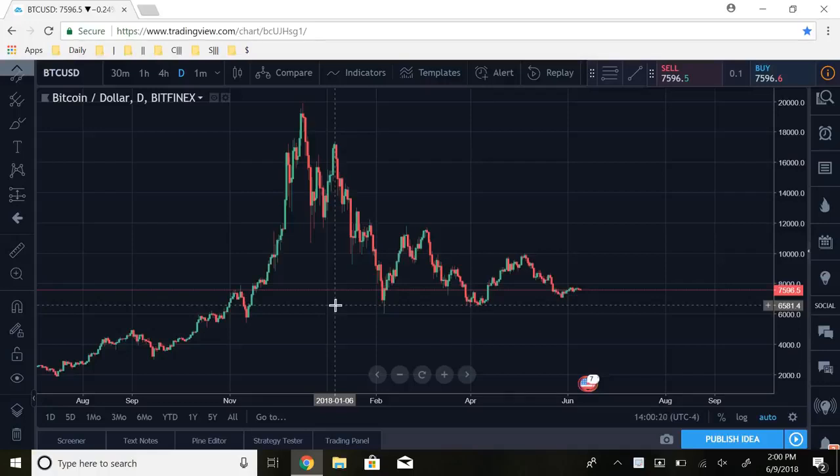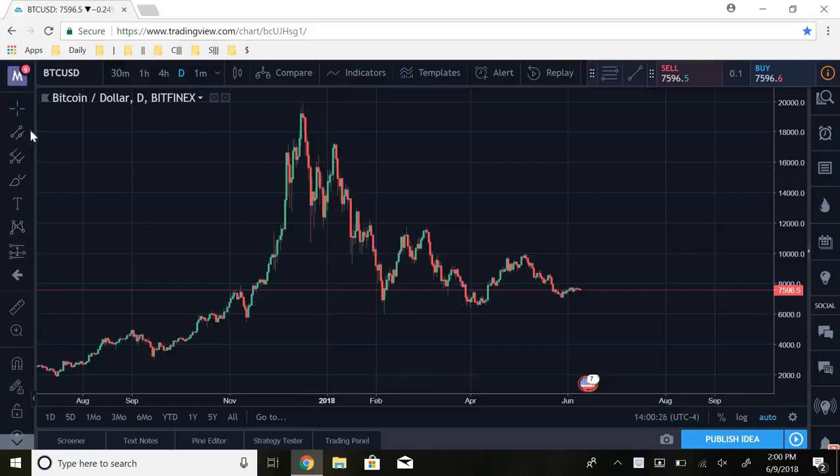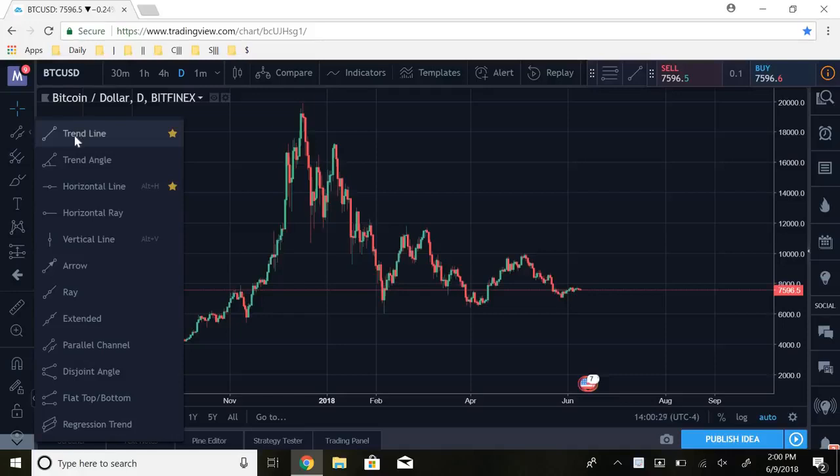So what are trend lines used for, right? Trend lines, obviously it's in the name, are useful for establishing trends and plotting trends. So what you're going to be doing for this tool is using the trend line tool, as well as you can also use the parallel channel tool.